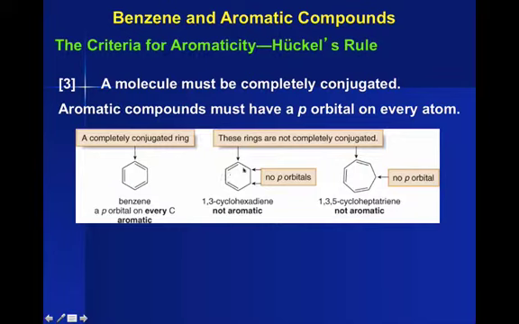However, if we look at 1,3-cyclohexadiene, we notice that there are only p orbitals on carbons 1, 2, 3, and 4. 5 and 6 have no p orbitals, and so it's not a cyclic conjugated system. Yes, it's conjugated here, but it needs to be completely conjugated throughout the ring to be an aromatic system like benzene would have.